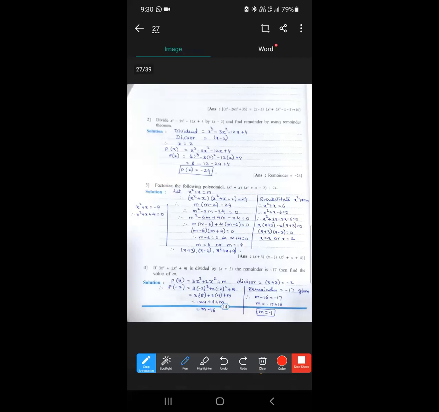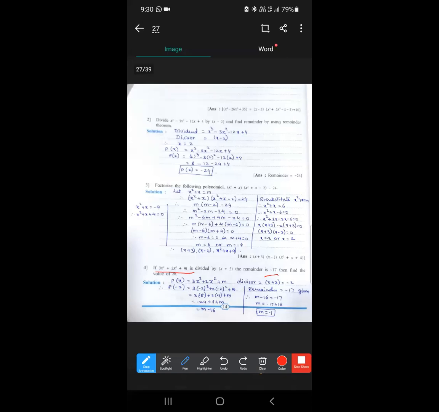Okay, let's move to the fourth question. If 3x cube plus 2x square plus m is divided by x plus 2, the remainder is minus 17, then find the value of m.